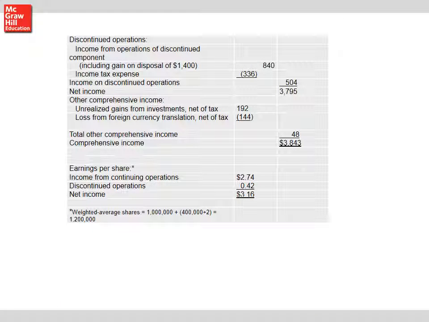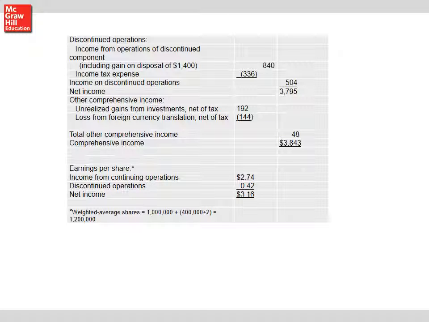Now, let's deal with this discontinued operation. So this is just a continuation. Income from operations of discontinued component, including the gain on disposal of $1,400. So in Part 3, they said they completed the sale of one of its divisions. The division had incurred a loss of $560 and sold the division at a gain of $1,400. So the net is an $840 gain.